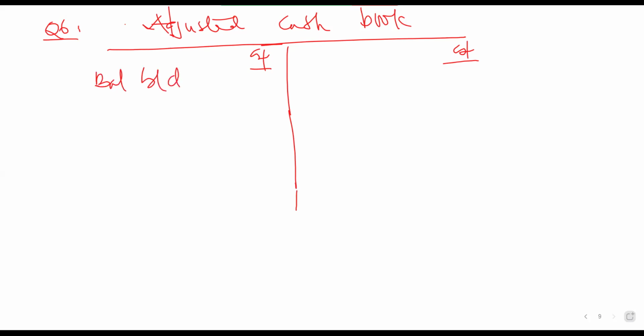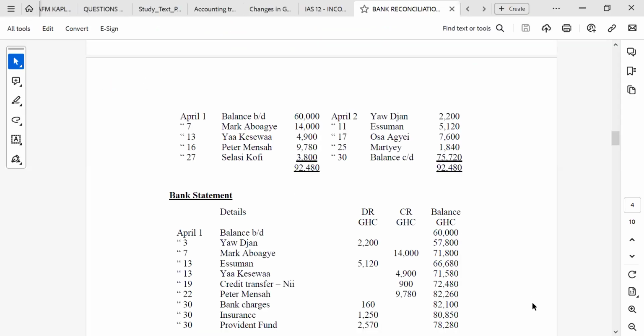So what is the balance that we are going to be using for the adjusted cash book? What balance are we going to be using? 75,000, yeah. If you are using 60,000, then you are saying that this transaction has not been captured, and that is wrong.